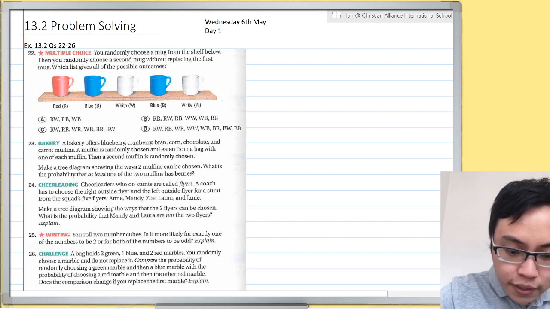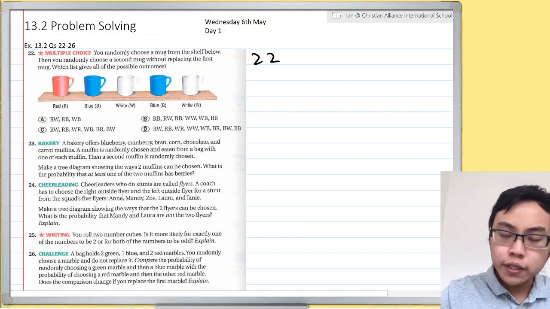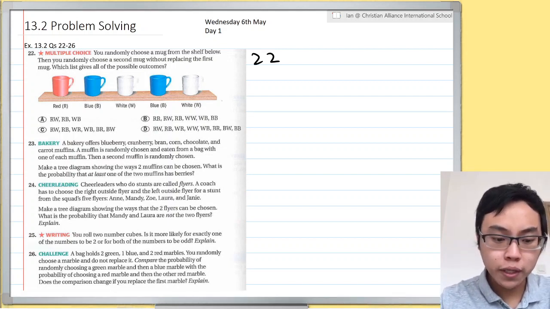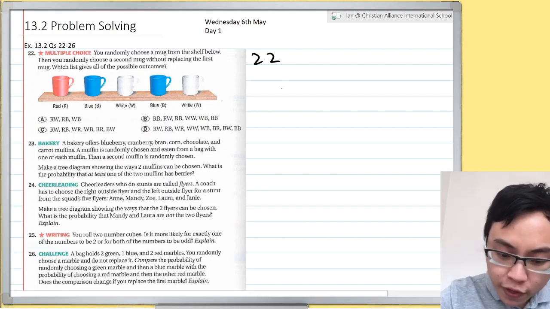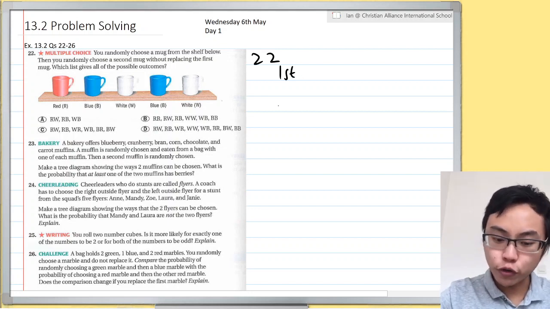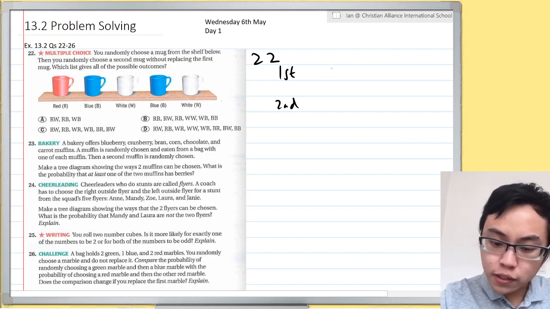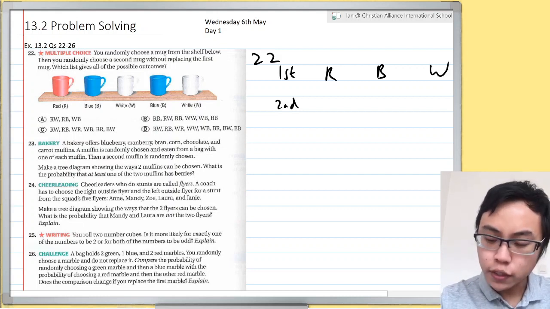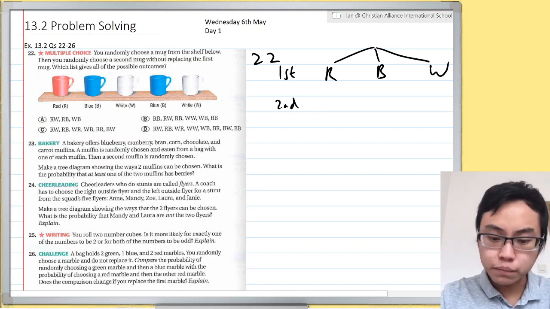It says here that you randomly choose a mug from the shelf below. Let's go ahead and see what kind of choices we can get for choosing mugs once and then a second time without replacement. So for the first choice, I'm going to draw a tree diagram. First choice, I'm just going to write first and then second down here. I can get a red mug. That's a possibility. I can also get a blue mug, and I can get a white mug. So those are my 3 possible results from choosing.